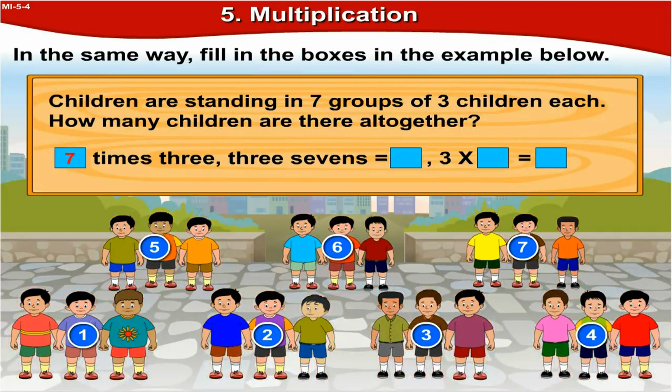Now you know that 3 sevens are 21. So you'll write 21 over here. Also, 3 multiplied by 7 is equal to 21. So write 7 over here and 21 over there.